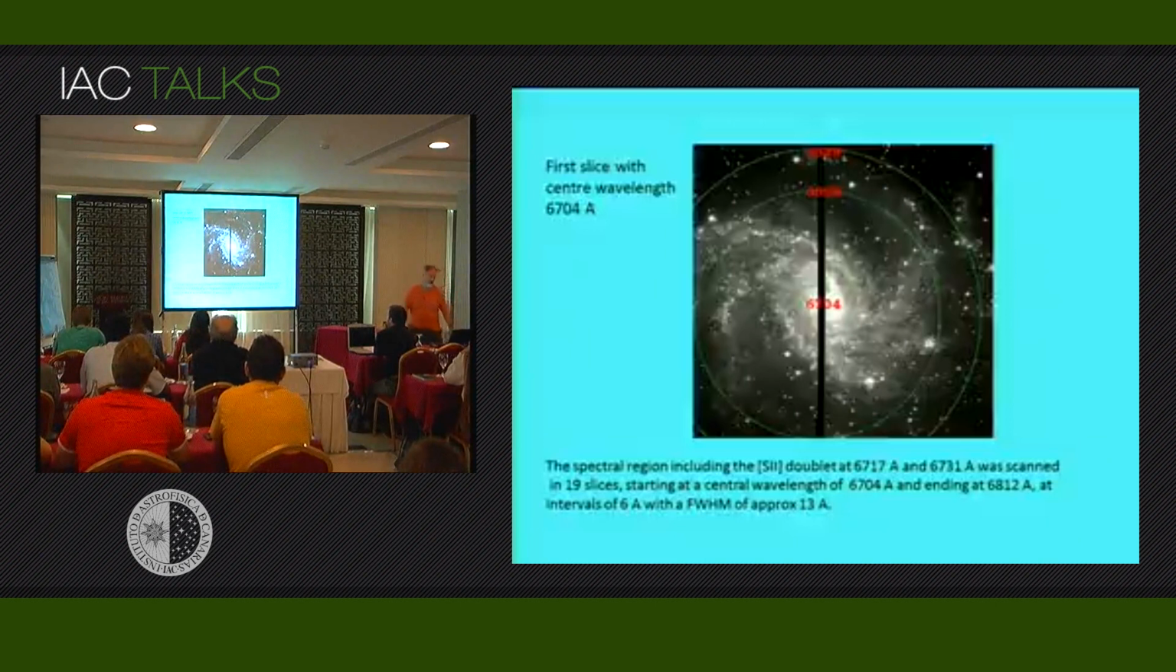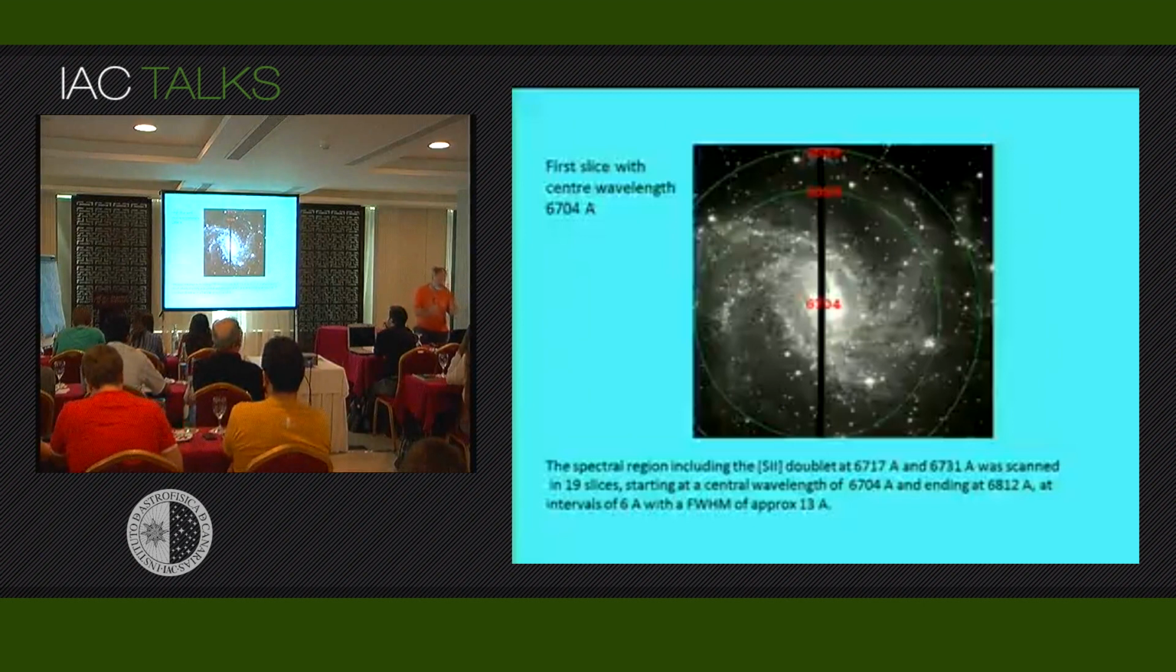This is the pattern for use to make these measurements. The measurements are of the two lines of the sulfur-2 emission doublet at 6717 and 6731 angstroms. Why did we make the measurements? These measurements allow you to measure electron densities directly in situ in H2 regions. And so what we did was to use this technique.